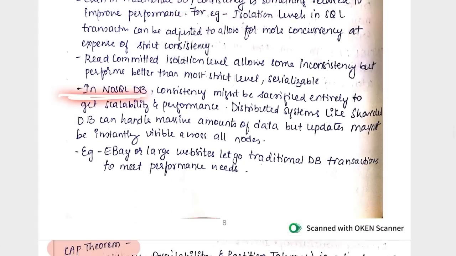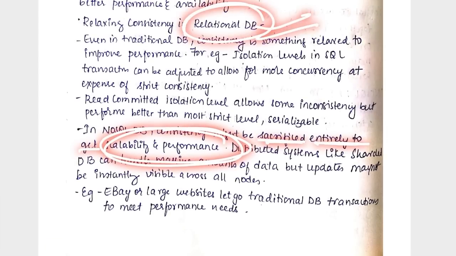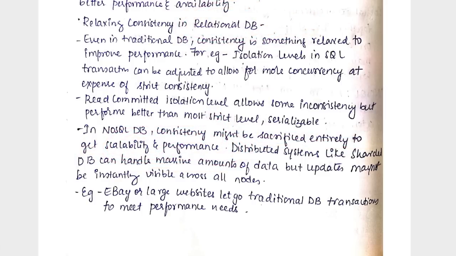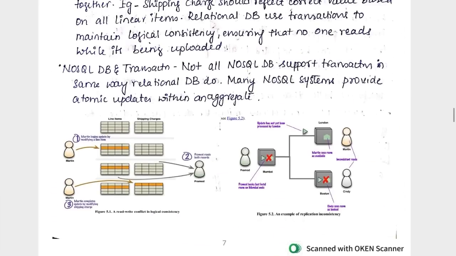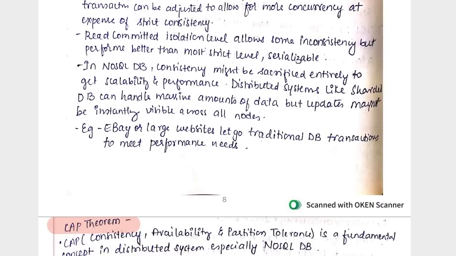Speaking of NoSQL databases, consistency might be sacrificed entirely to get scalability and performance. In relational databases it was just a few aspects, but here we can entirely give up, entirely relax the consistency to get the scalability and performance aspect. For example, distributed systems like sharded databases or systems that require eventual consistency can handle massive amounts of data, but the updates may not be instantly visible across different nodes. That's what we have seen in the relaxing consistency situation, right? So you can give relaxation to the consistency rules if you have to maintain scalability and performance.